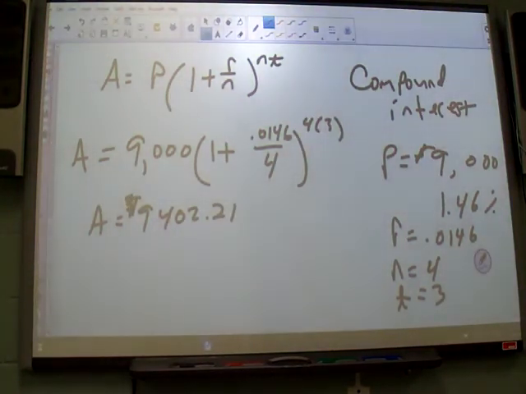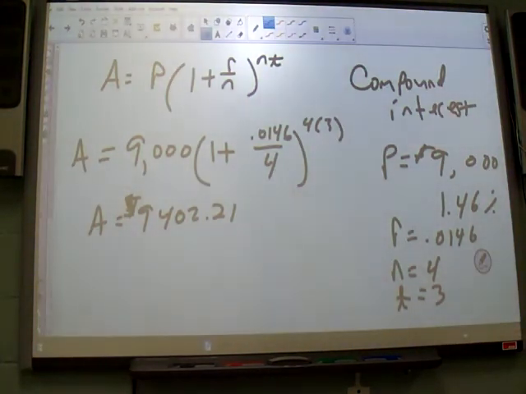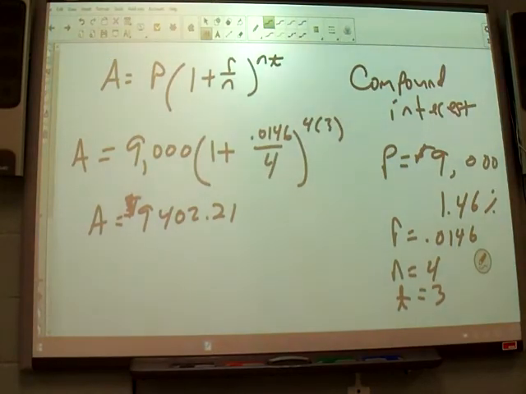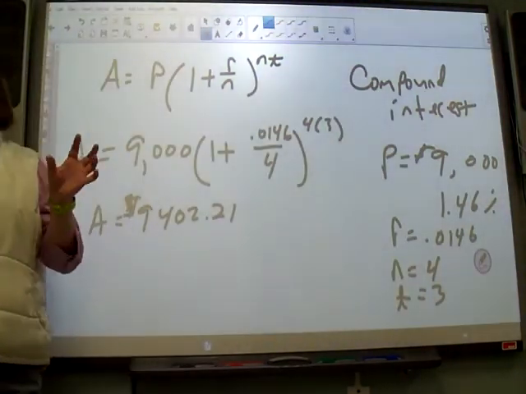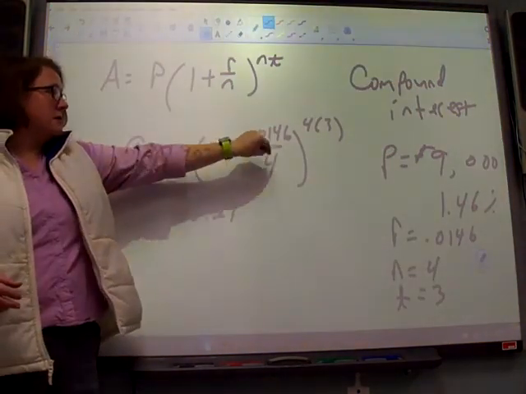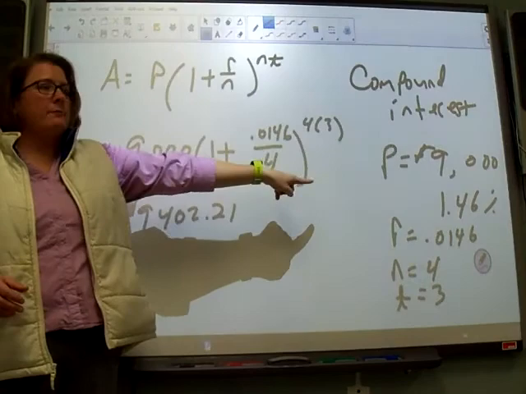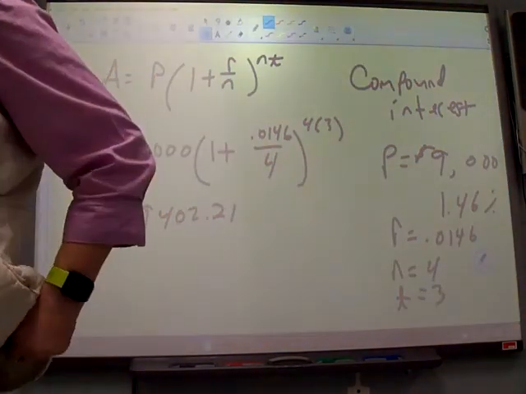All right, Grant got $9,402.21, and that's correct. So keep practicing if you didn't get that because you need to be able to get it. Sometimes I get overwhelmed on typing all this in the calculator, so if you had trouble, you might want to break it down. You know, do this first, then add 1 to it, then do it to the 12th power, then multiply it by 9,000, break it down into smaller parts if you need to.